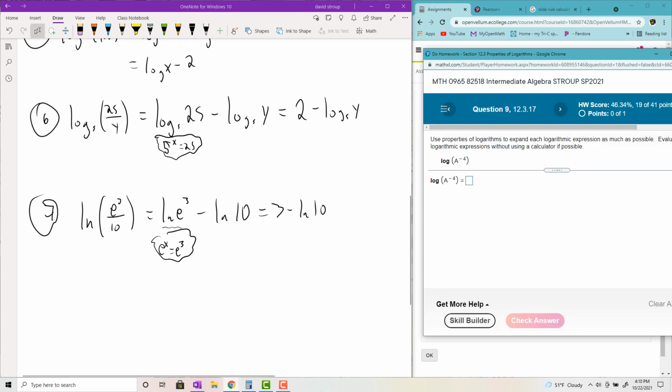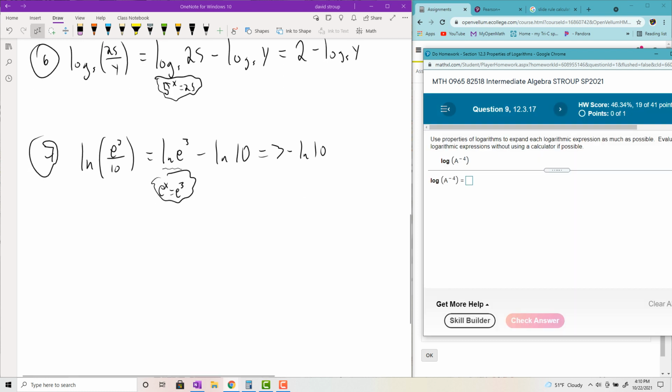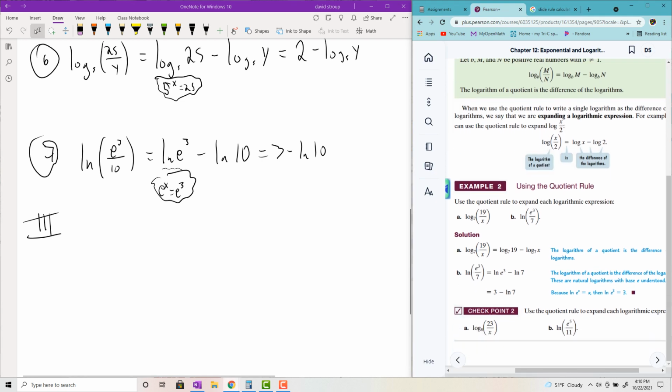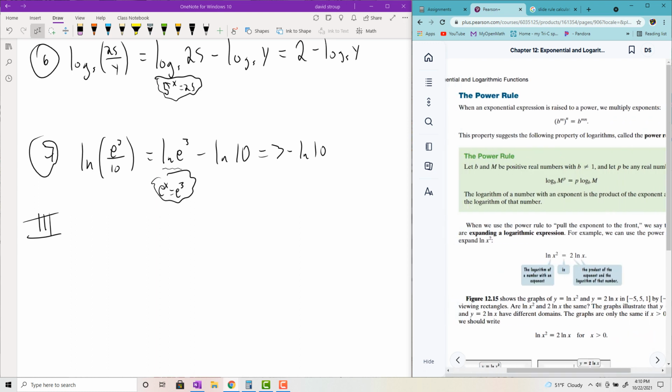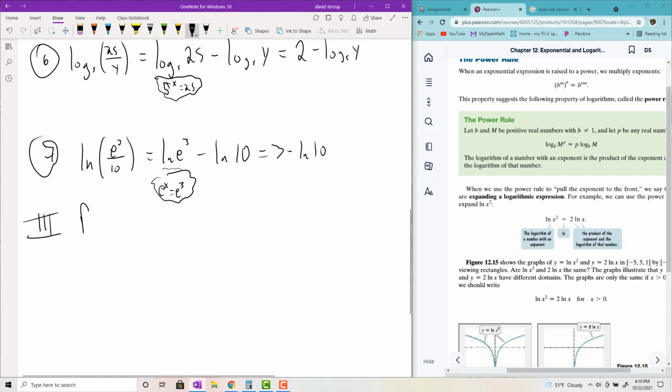The last rule then is the power rule. As usual, the book will give you a whole bunch of restrictions on the variables, and so long as those restrictions hold, we can apply this rule. Usually in practice, you don't have to worry too much about the restrictions. Log base b of m to some power p: how does this work? You can take the p out of the exponent and drop it down in front of the log. That's it: p times log base b of m.